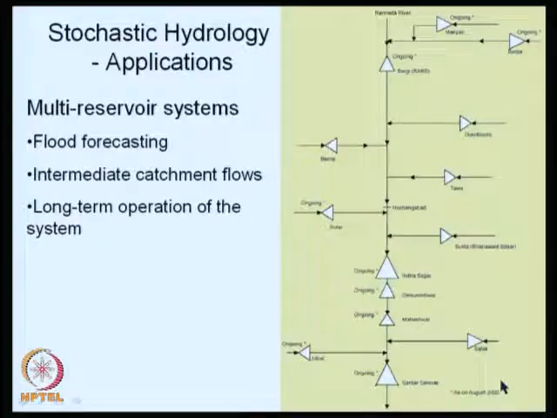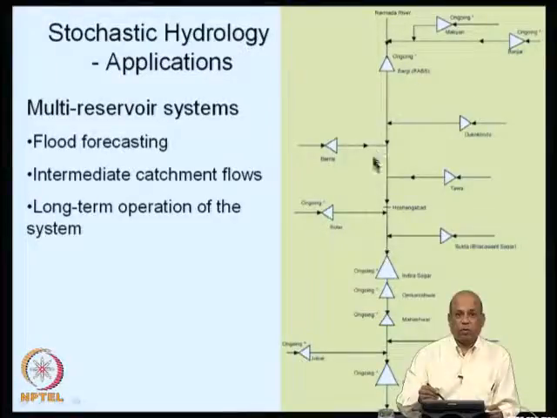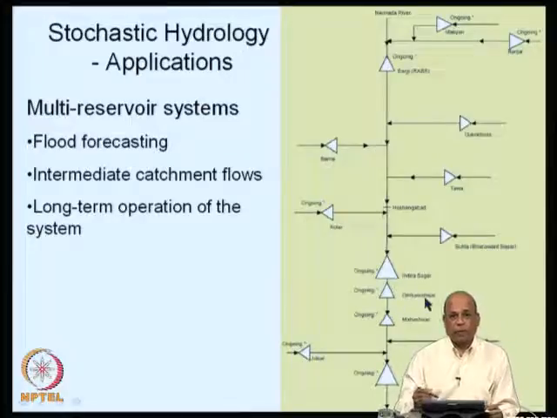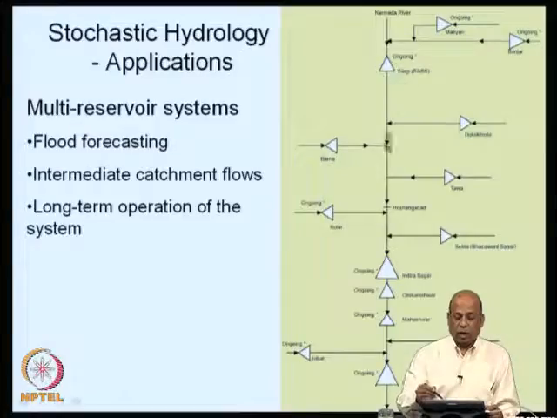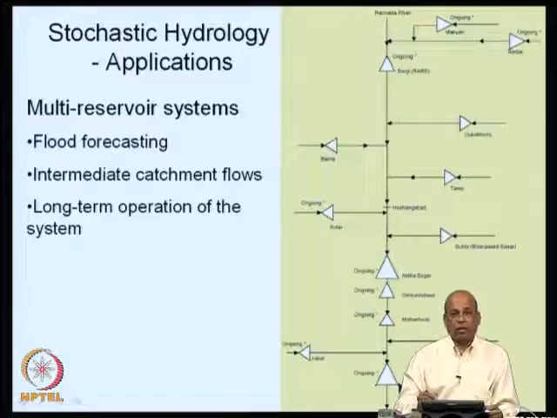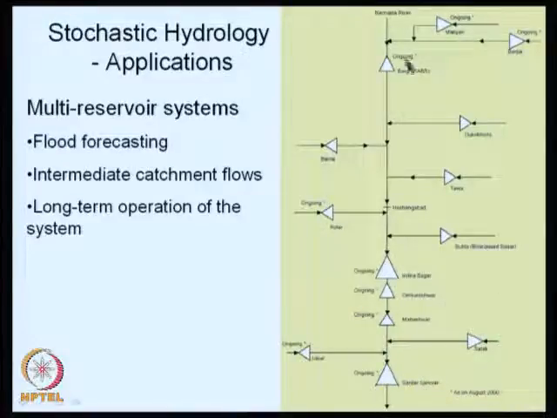Then we also have applications related with multi-reservoir systems. This shows a typical multi-reservoir system. In fact, this is the classical Narmada system that we have. There may be a large number of reservoirs. For example, Bargi is located here, Indira Sagar is located here, and then Sardar Sarovar is located here, and then on the tributaries there are also small and medium reservoirs as shown.